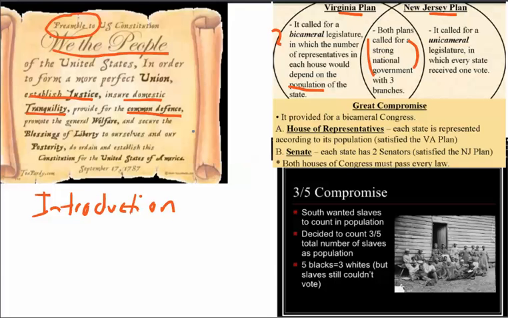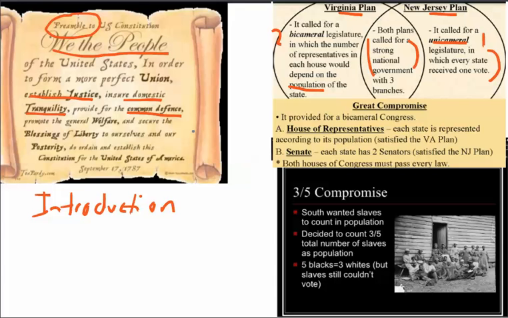If we do that, then the big states like Virginia will have all of the power in Congress, and the small states like New Jersey won't get their say. So the New Jersey plan argued for only one house of Congress, unicameral, where every state has one vote. Every state has an equal say. That's the way things were done under the Articles of Confederation.